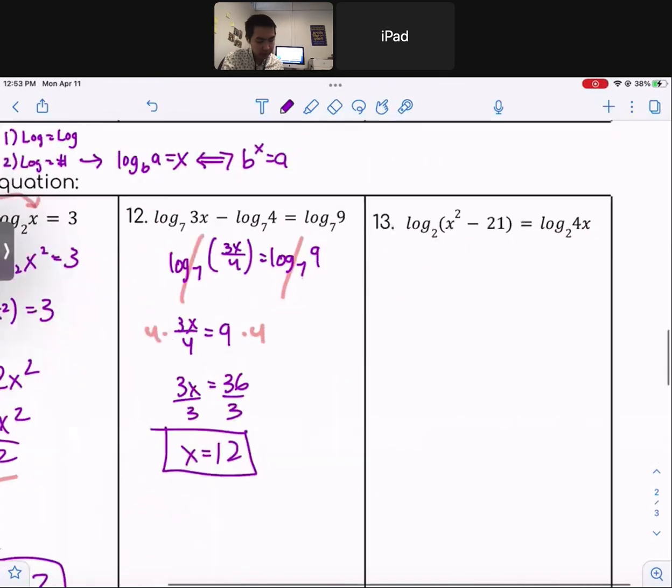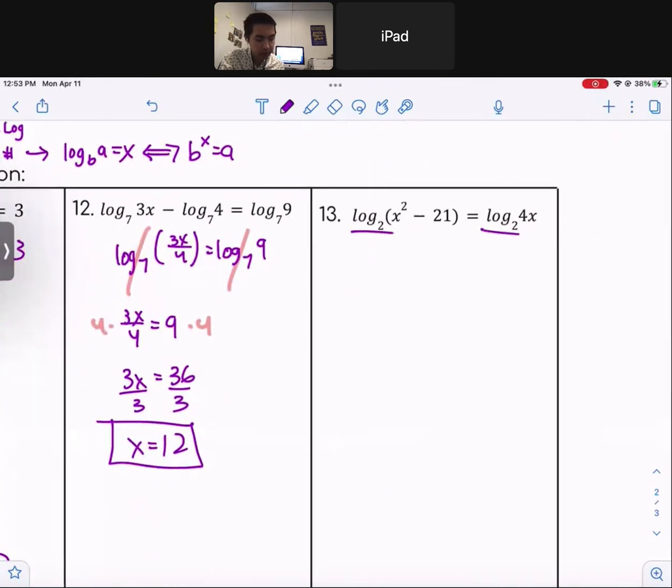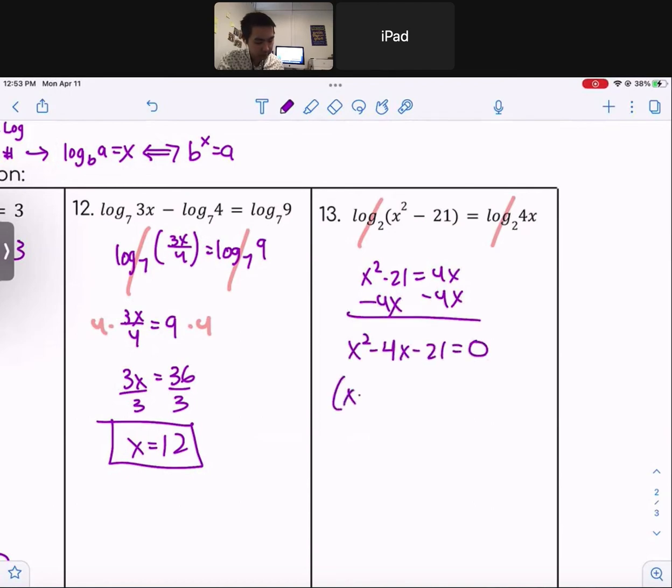Okay, and lastly, number 13. So it's log equals a log. So we just get x squared minus 21 equals 4x. And now set this equation equal to 0. x squared minus 4x minus 21 equals 0. Factor this: x minus 7 times x plus 3 equals 0. x equals 7, and x equals negative 3.